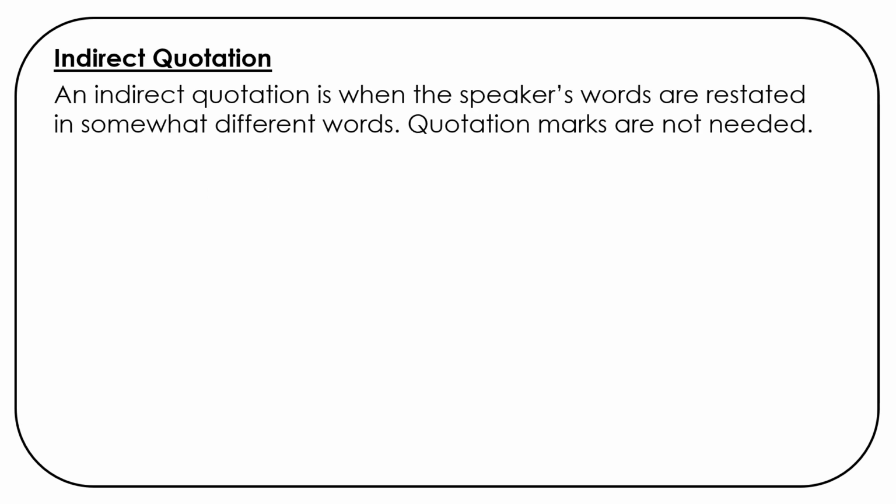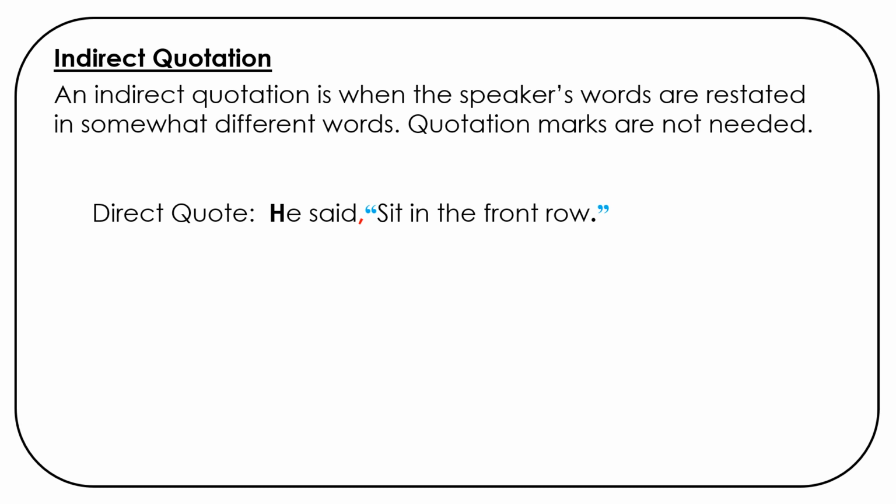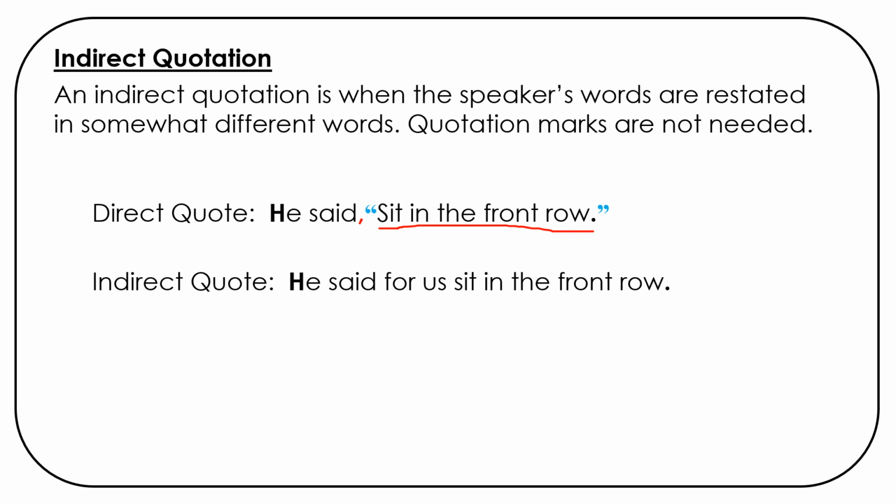Indirect quotation. An indirect quotation is when the speaker's words are restated in somewhat different words. Quotation marks are not needed. Direct quote. He said, "Sit in the front row." "Sit in the front row" is exactly what he said, so we use quotation marks. Indirect quote would be, he said for us to sit in the front row. It's saying what he said, but not in the exact same words, so quotation marks are not needed.